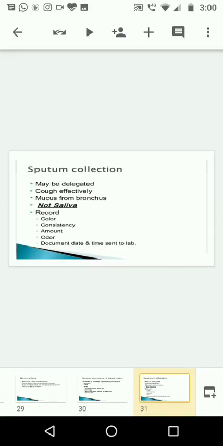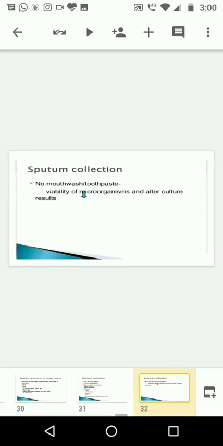Sputum collection. Ask the patient to cough effectively so that sputum will be taken as a specimen, not saliva. Then record the color, consistency, amount and odor, document the date and send to the lab. So you should keep in mind the color, consistency, amount, whether odor was present or not, and the date and time should be recorded.